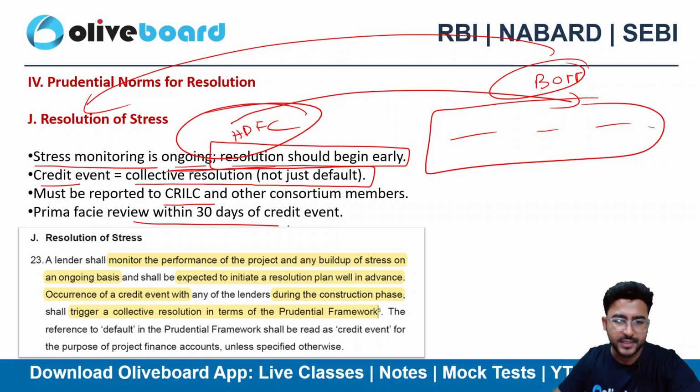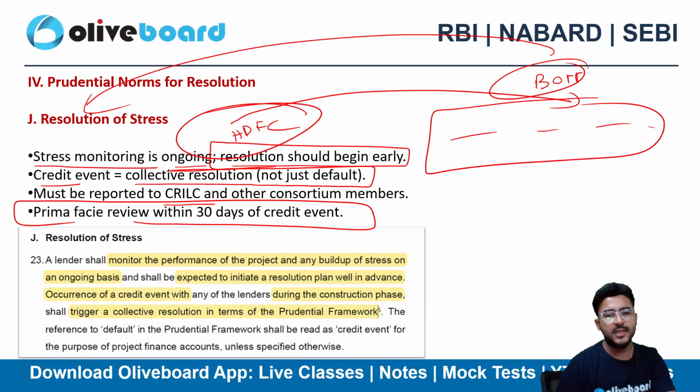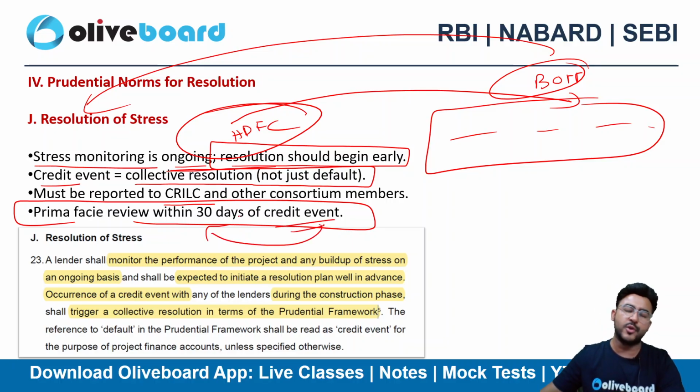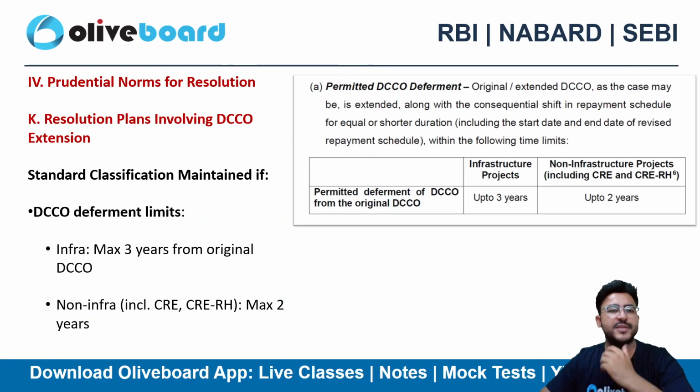Prima facie review within 30 days of the credit event, and you need to again and again review it as well within 30 days of the credit event. जब से default हुआ है, prima facie एक बार review करो कि chances are there or not कि ये stress कम हो जाएगा, right? So these are the provisions basically.